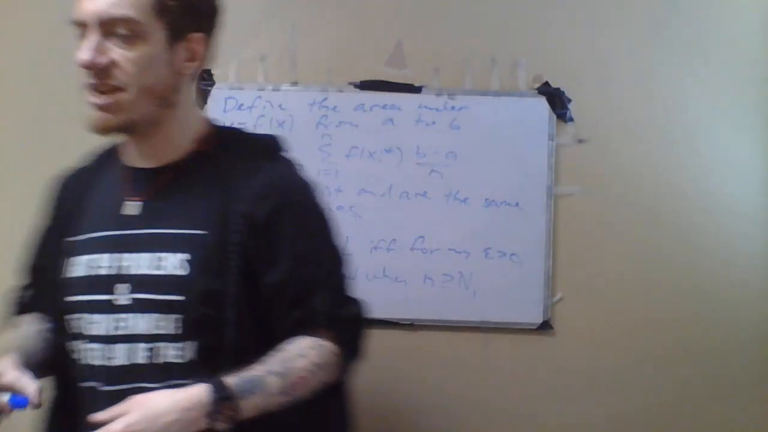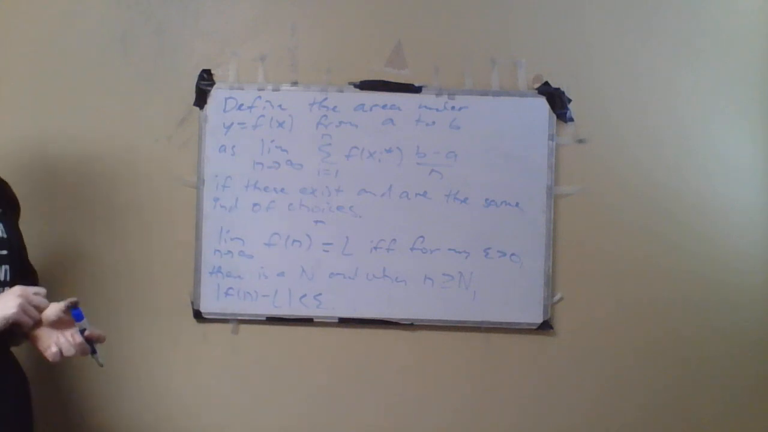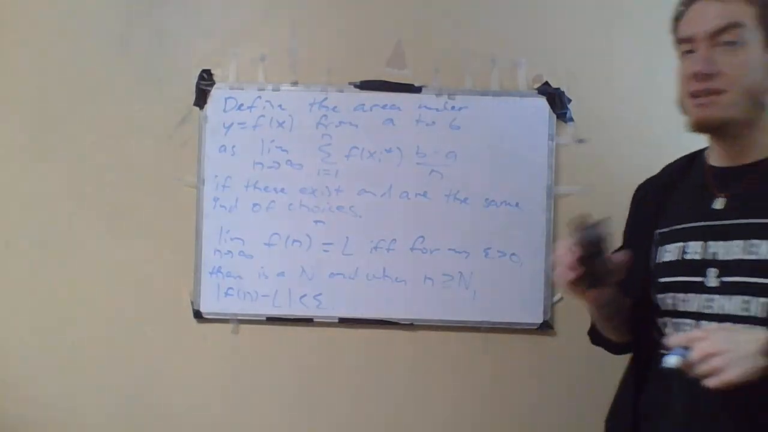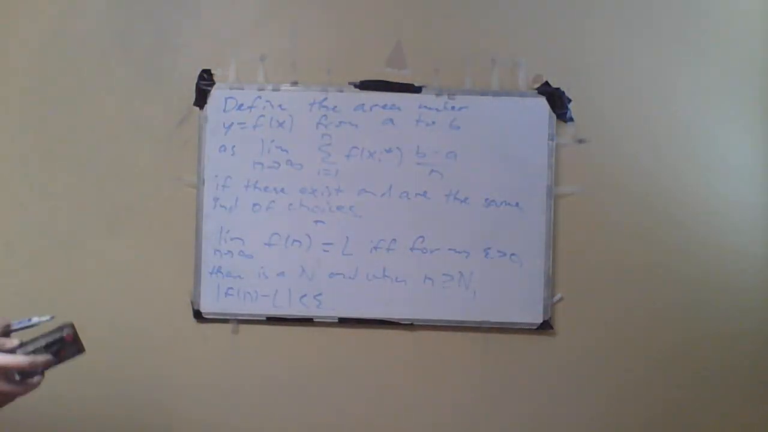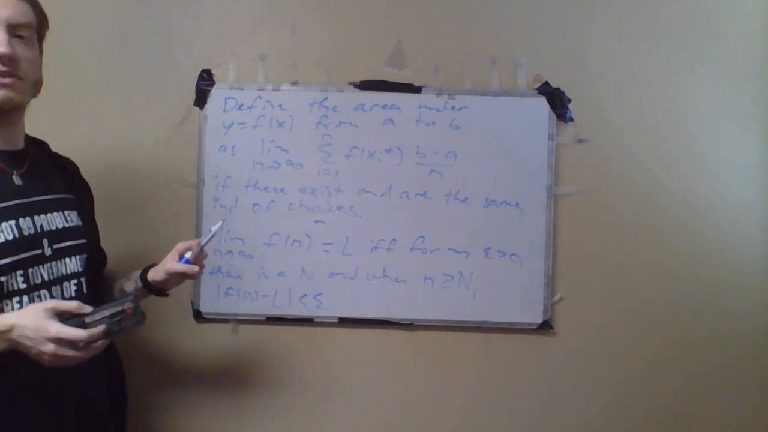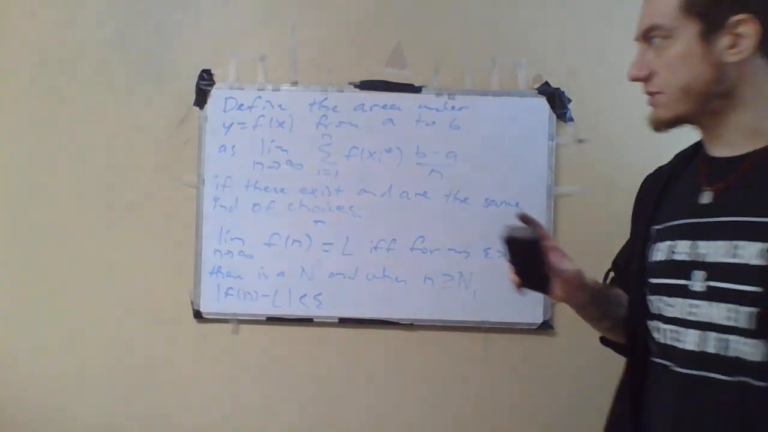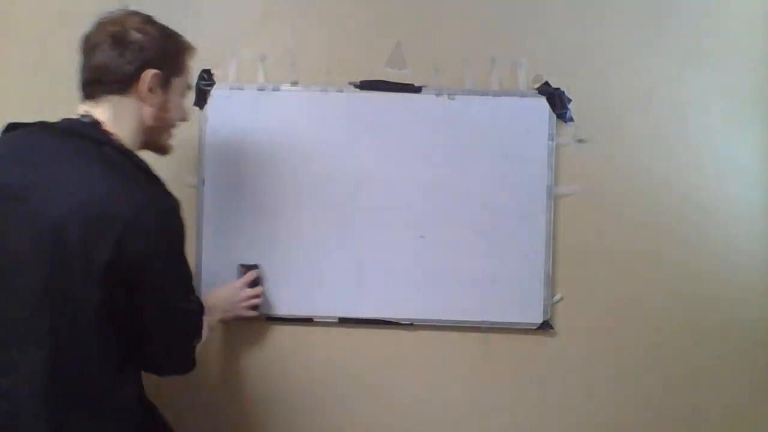But we also need to make sure that this limit exists independently of the choices involved. Now, the good news is that it will exist independently of the choices involved in many cases. And so this is our definition of the area. But before we look at some examples, I want to go on to another sort of abstract discussion where we're going to talk about generalizing this formula a little bit.